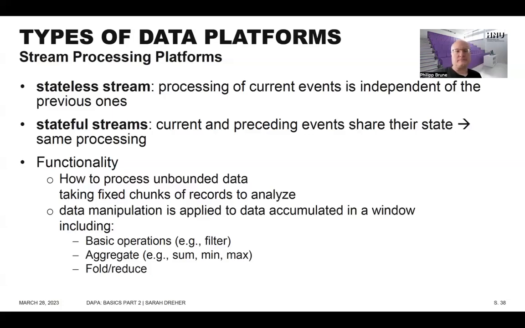And then you have this data, this chunk accumulated in a time window, and you would then use some operations on it, like, for example, filtering, aggregation, and so on. Classification, as I said in my example, you can run neural networks on it or whatever.